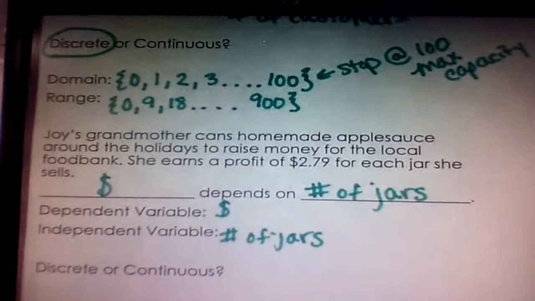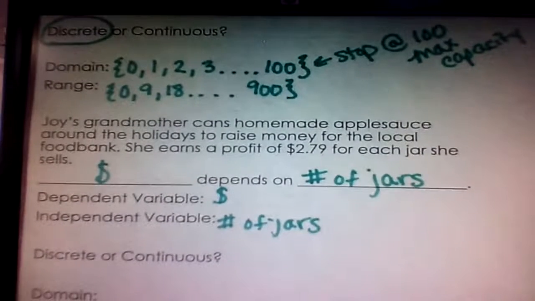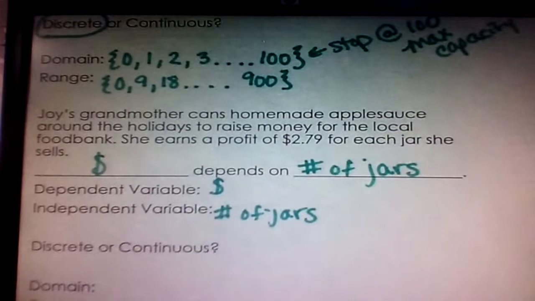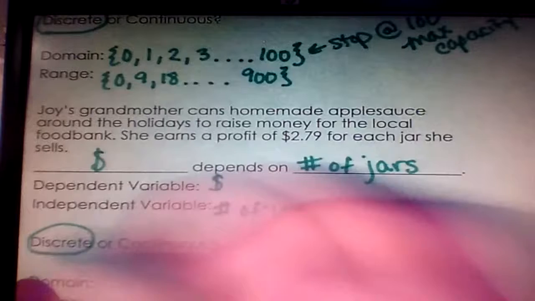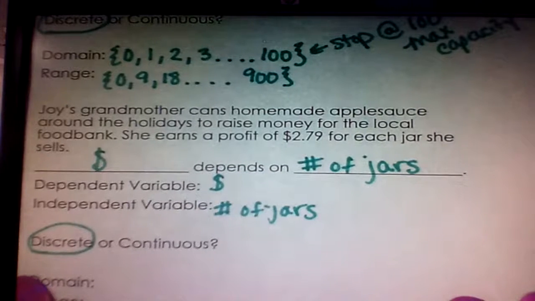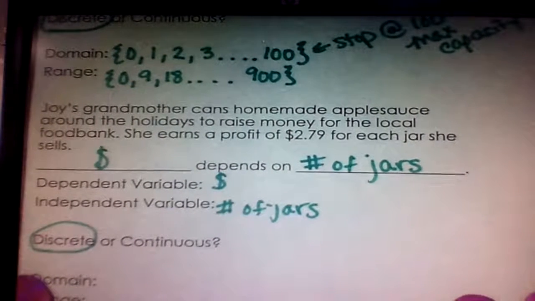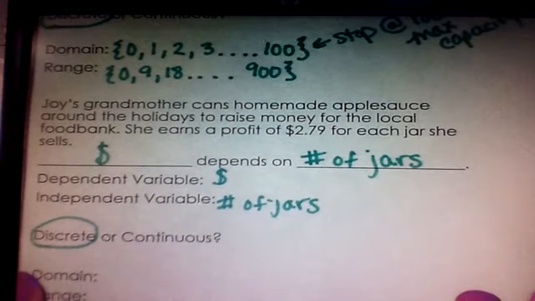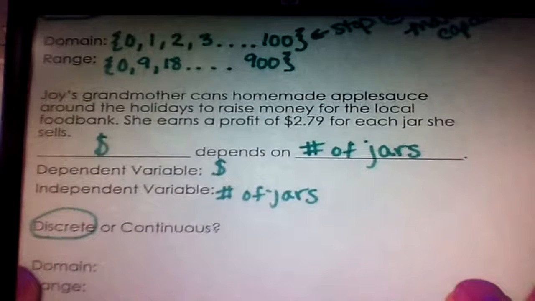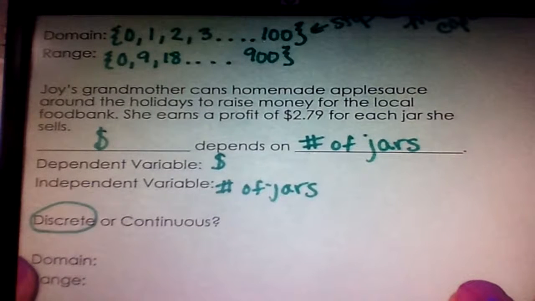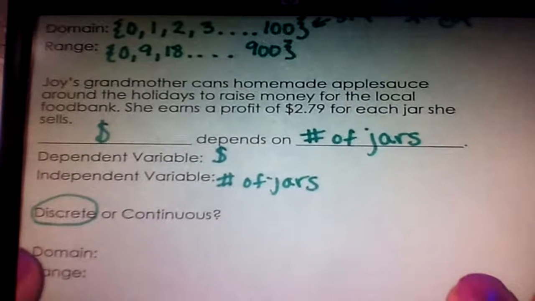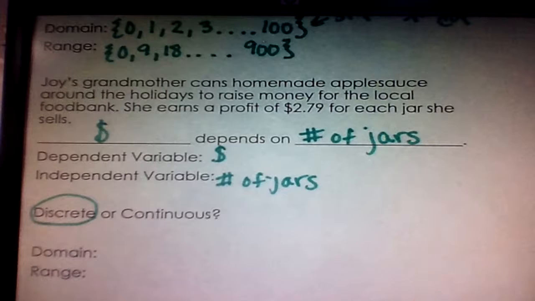Would you consider this one discrete or continuous? This one's also going to be discrete. Okay, she's not selling half jars. She could, but it doesn't indicate that she does that. Okay, you're not going to walk in and be like, I want 1.17 jars. She's going to look at you like you're crazy.